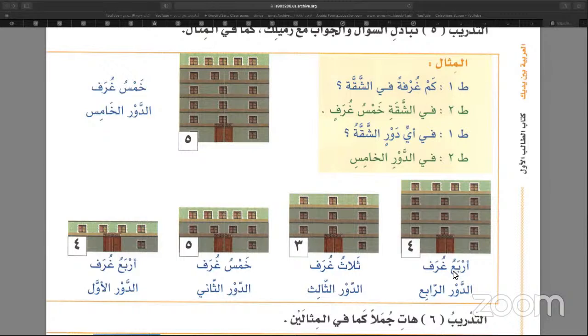في أي دور الشقة؟ In which floor is the apartment? في الدور الرابع. It is in the... الدور means what? The floor. الرابع means the 4th. The 4th floor.